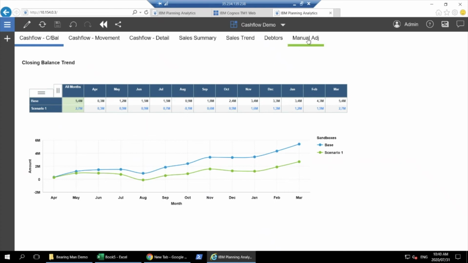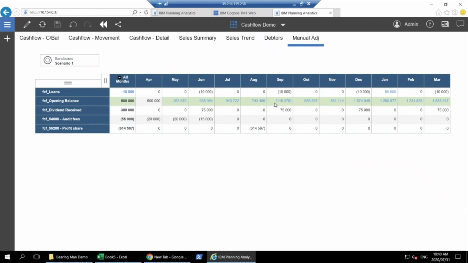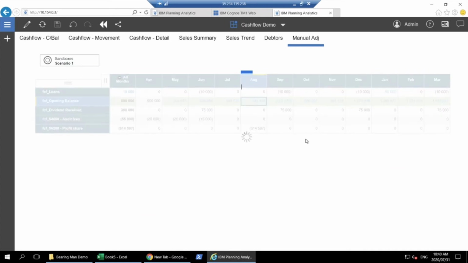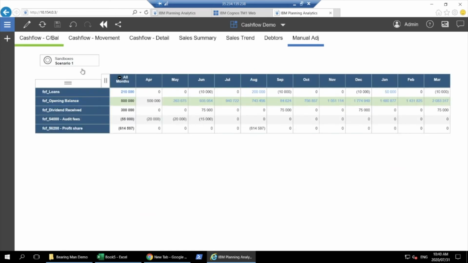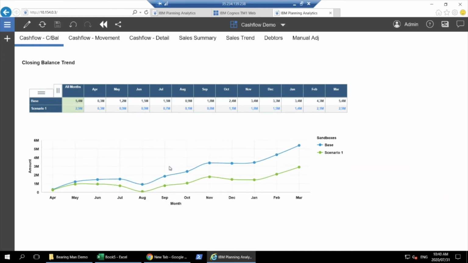So we could go into August, for example, and say, right, for August we're going to raise funding for 200,000. Capture that information over here. Once we've captured that, we go back over here, and you can see August, we were minus 100,000. We're now going up 100,000 to do that.